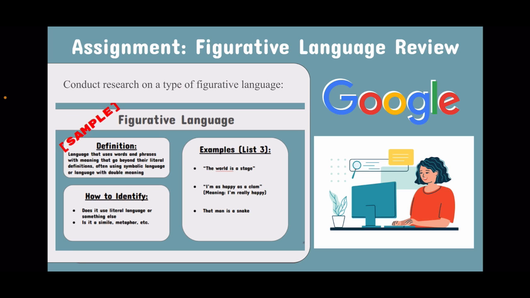So on your slide, it's going to list out what type of figurative language you are researching, whether it's hyperbole, personification, symbolism, or metaphor, and you are going to come up with 3 different things. One thing you want to list for us is the word's definition. You also want to come up with how to identify it, and also try to list 3 examples of statements using that type of figurative language. When we're done, we will go ahead and present these with our groups.